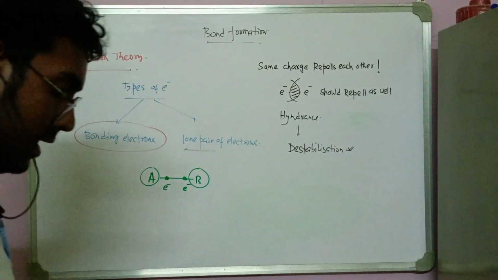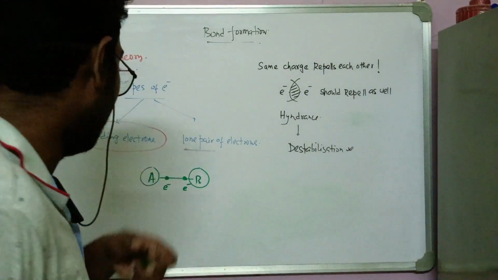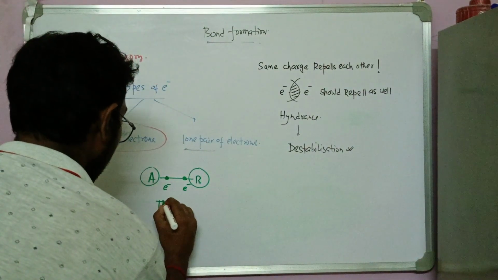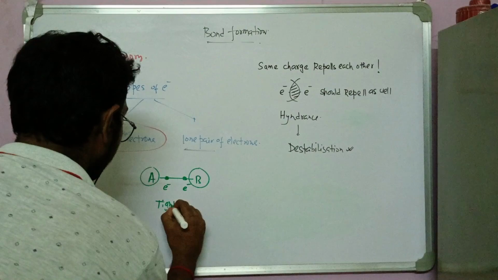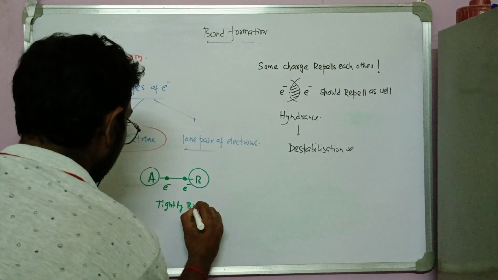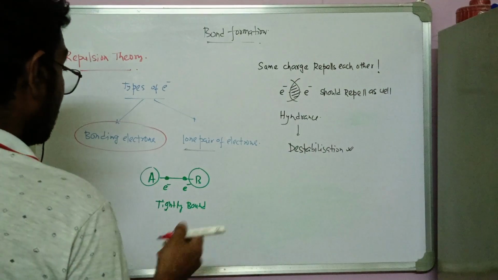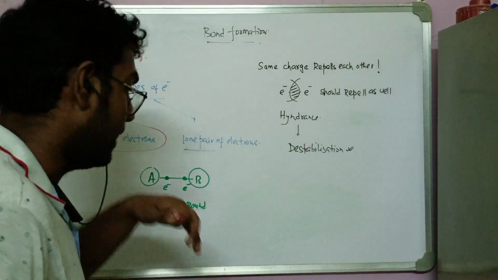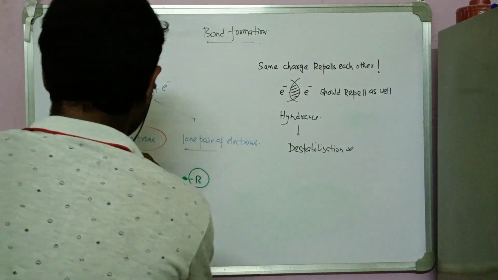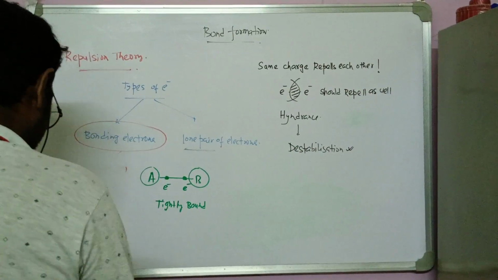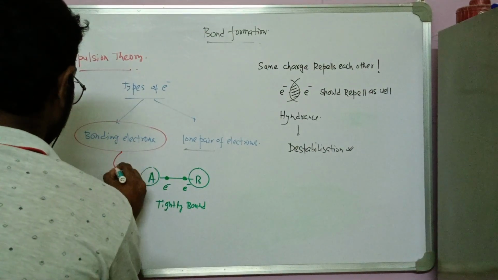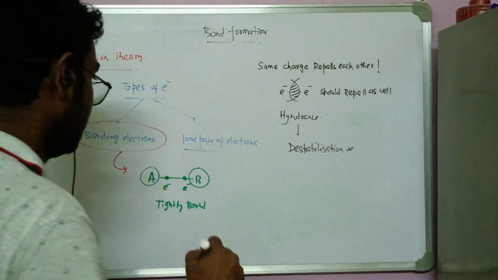So they are tightly bound between the A atom and the B atom, because of the attraction of the nuclei. Because they are paired, they are stabilized. This is the bonding pair, or bonding electron pairs, or we can say bond pairs.